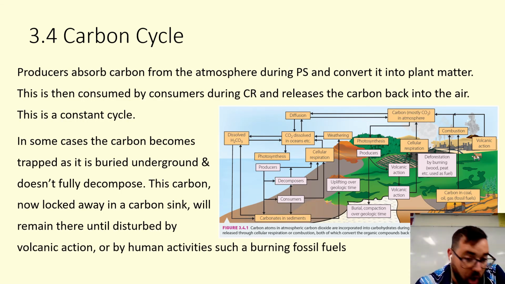So producers absorb carbon from the atmosphere during photosynthesis, converting it into plant matter, into biomass. This is then consumed by consumers during cellular respiration, which is CR, and releases carbon back into the air, which is a constant cycle. We can have carbon becoming trapped in sinks if it doesn't fully decompose, if it's not eaten, and then generally that will be locked away, but then it can be released through human activity, volcanic activity, that sort of thing. But again, this is earth science. The main thing you need to know in terms of ecology is that loop between photosynthesis and cellular respiration.